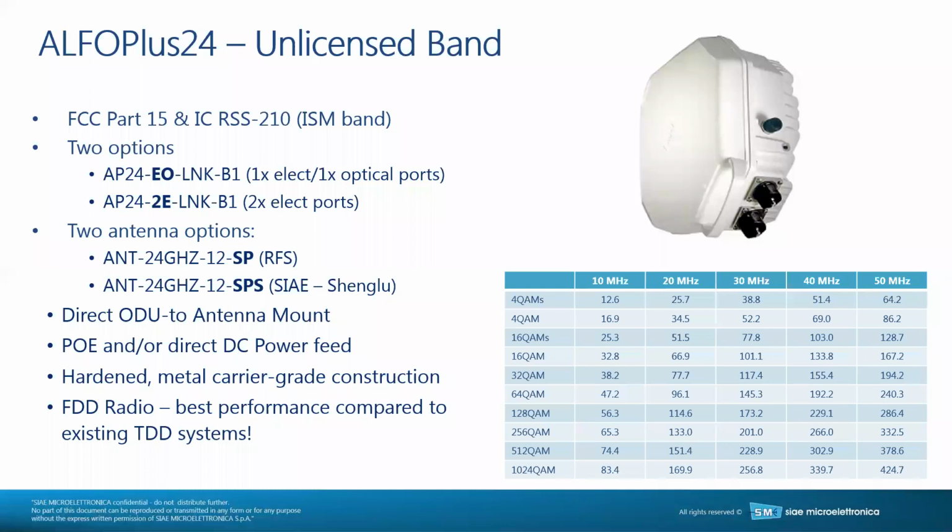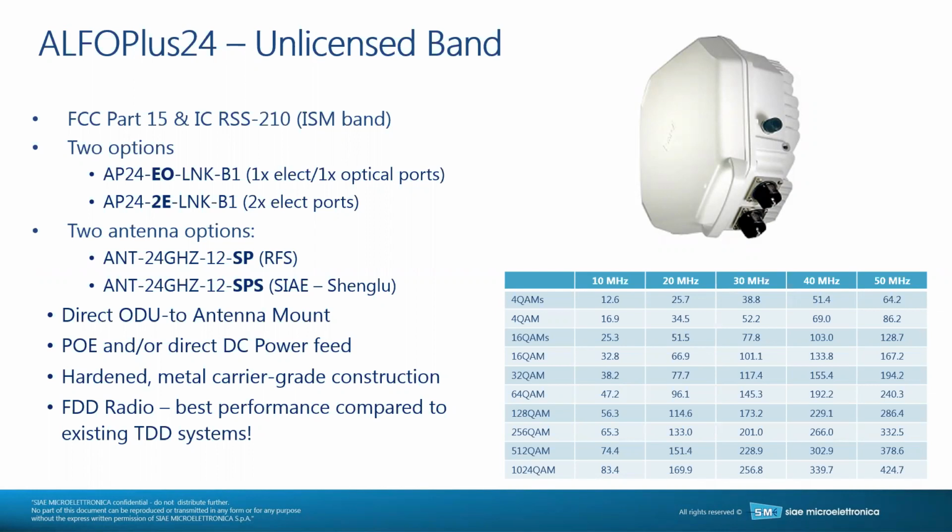There are 2 options for this radio. There's what we call an electrical optical interface. So you see the 2 ports on the bottom of the radio. One is an electrical RJ45. The other is an optical port where we can plug an SFP into. Or there's an option for just 2 electrical if you're running, maybe you just want to run 2 Cat5s to the radio.